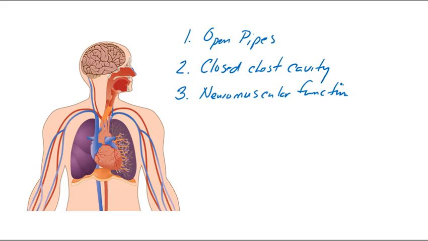Finally, we need airtight lungs. The air that's routed through the airways is only useful if it stays in the functional areas of the lungs. So when a lung bursts, that air can leak out into the chest cavity, causing all kinds of problems.